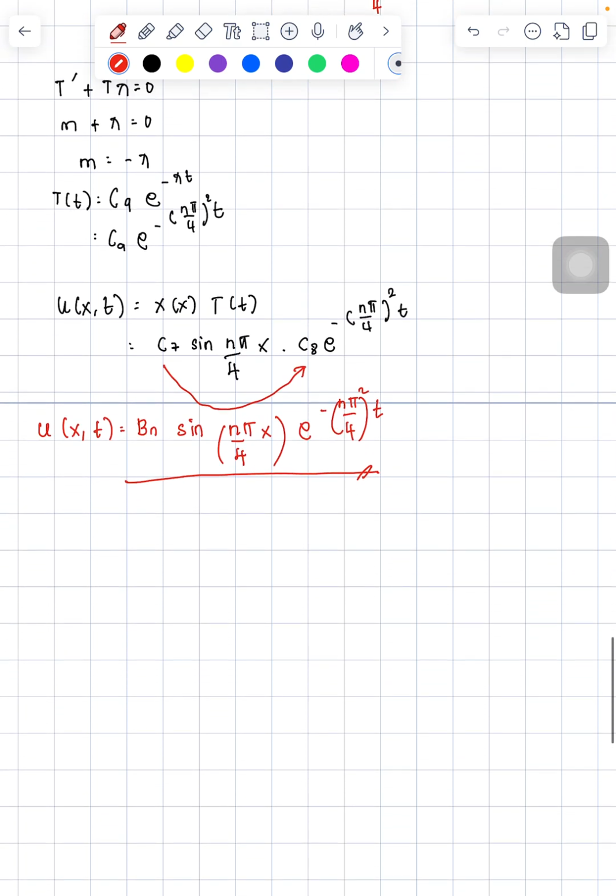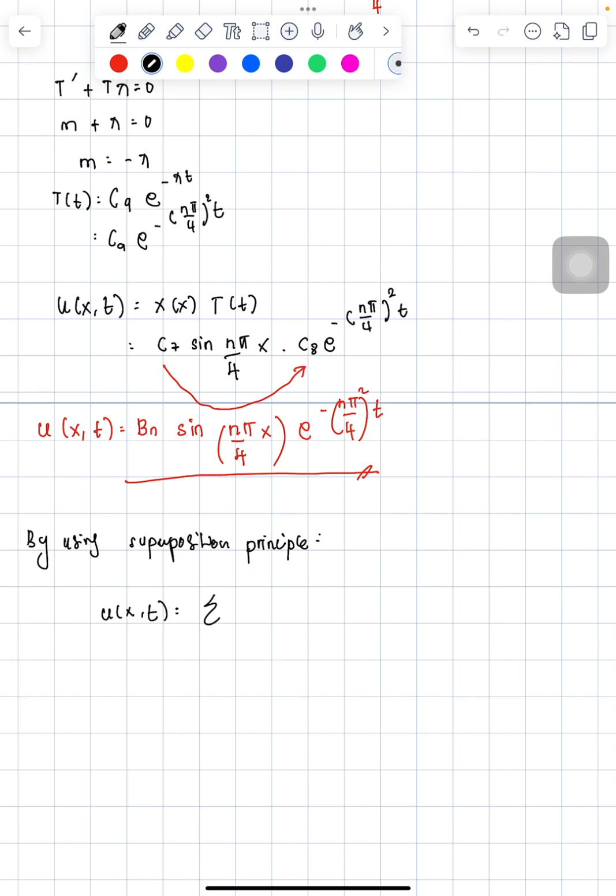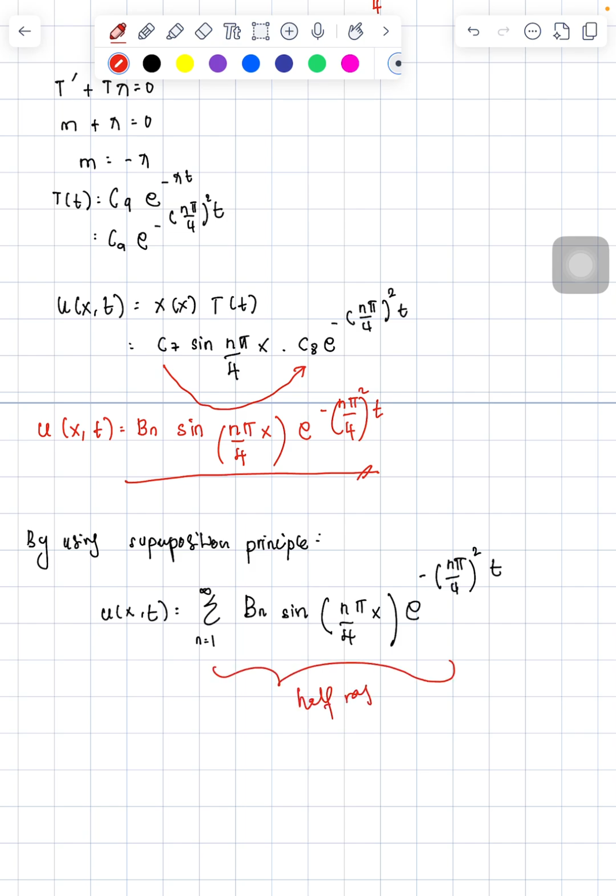Okay, then by using the superposition principle, u(x,t) equals the summation n equals 1 to infinity of Bn sine n pi over 4 x e to the power of negative n pi over 4 squared t. This is the half range expansion of sine. Half range expansion.